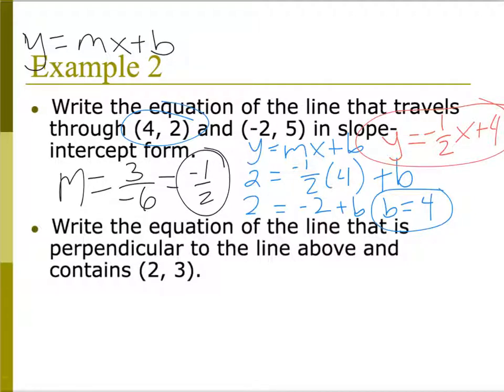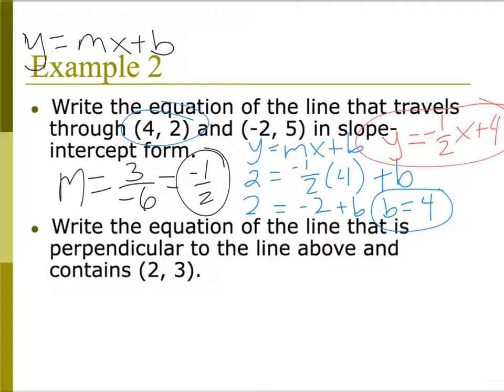Little algebra review. Fun stuff. Okay. So bottom line here, I need a point and I need a slope. If I got that, I'm good to go. I can get a slope from two points, and then I can pick either one of those two. Either one would have gotten me the right answer. I just picked 4 and 2 because I saw two positive numbers. It's easier to work with.